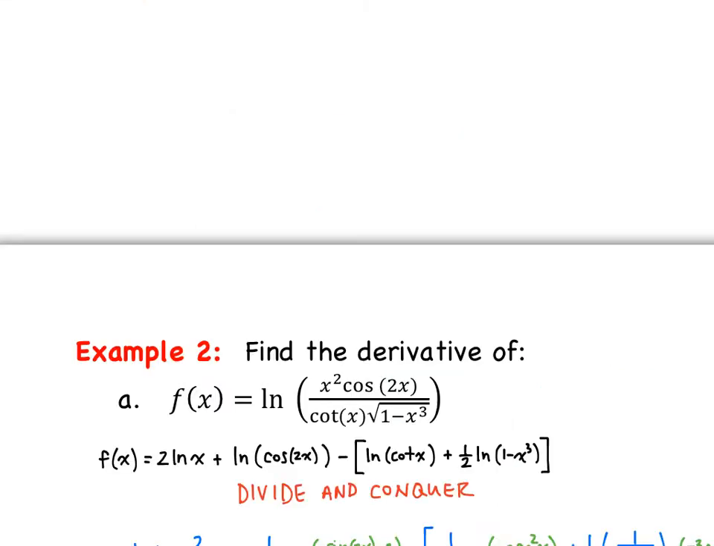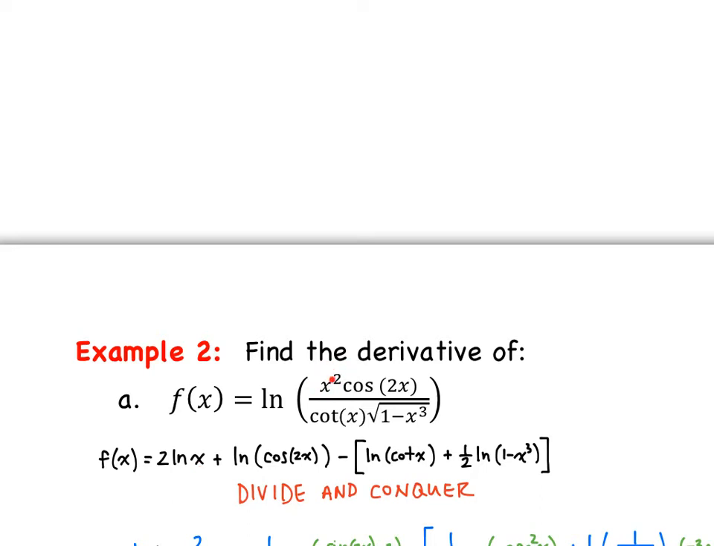Looking at this next example, I see f of x equals the natural log of a lot of things going on in here. So we want to use those log properties. Let's divide and conquer this beast, okay? We can rewrite it as a bunch of log terms being added and subtracted together. So what we end up getting is f of x is equal to 2 ln of x.